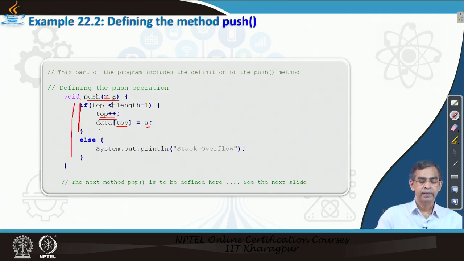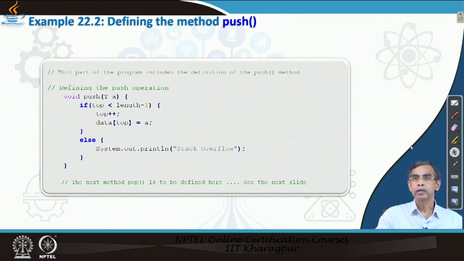If top is either equal to length minus 1 or greater, then it will not push any item. In that case, we can say stack overflow, that means the stack is full. So, this is the push method we can add into the stack class that we are defining. Now, likewise we can add one more method.